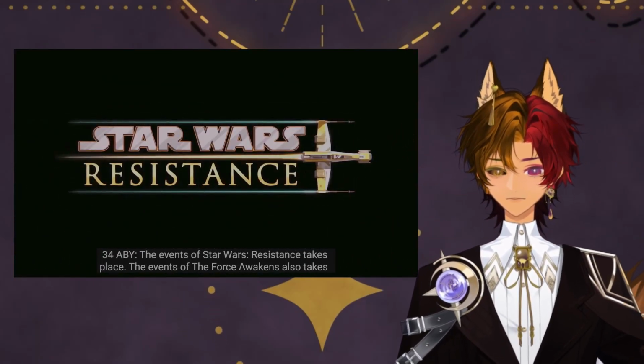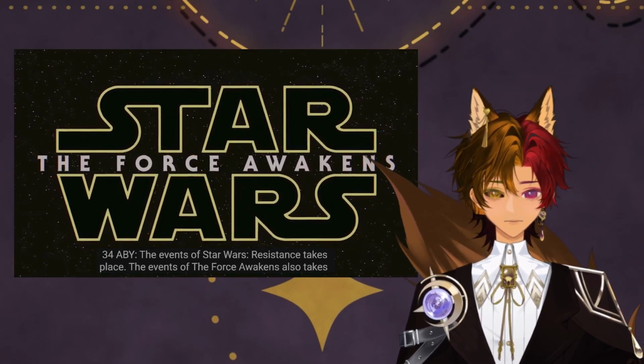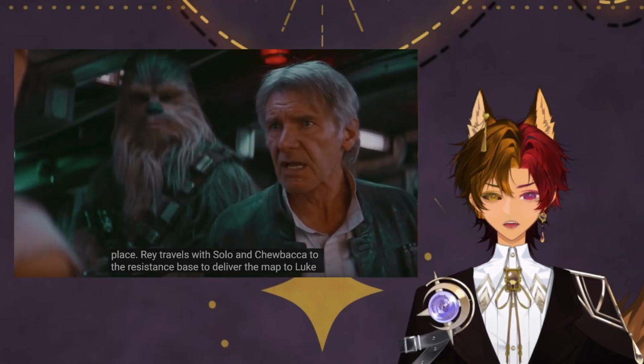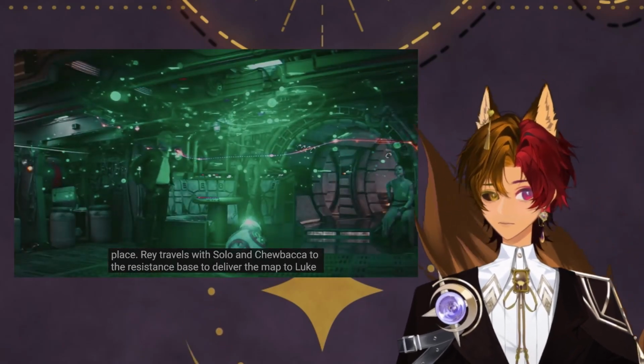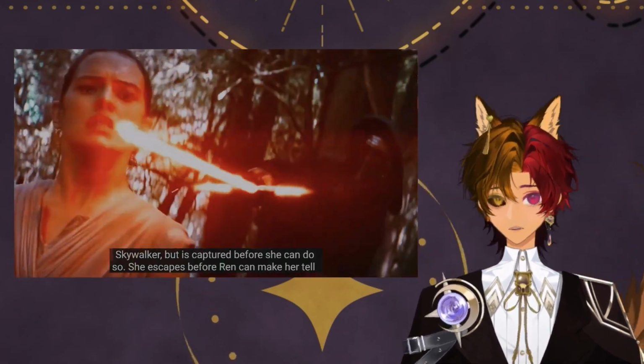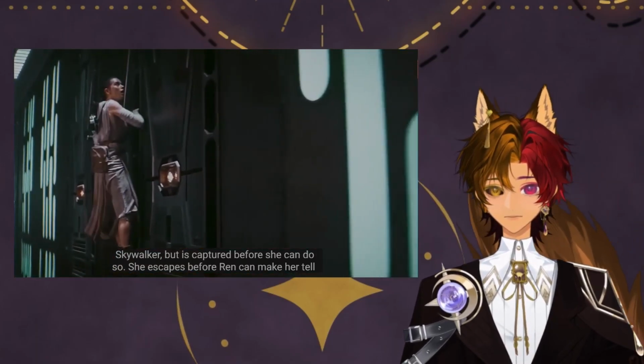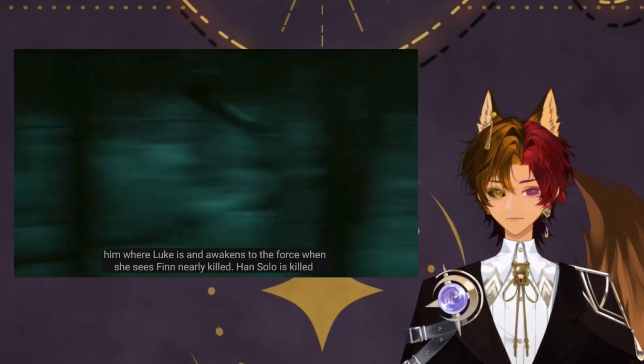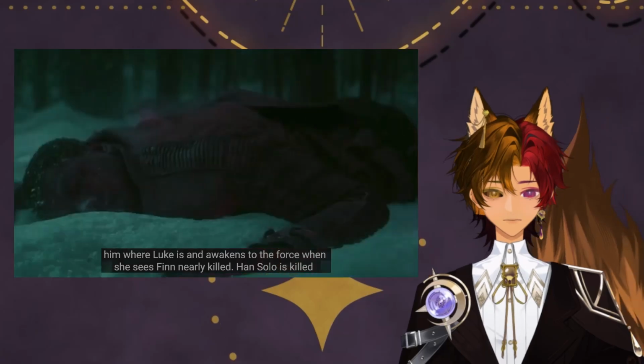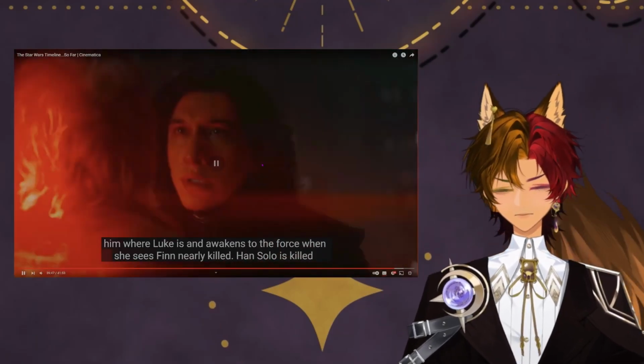The events of Star Wars Resistance and The Force Awakens take place. Rey travels with Solo and Chewbacca to the Resistance base to deliver the map to Luke Skywalker, but is captured before she can do so. She escapes before Ren can make her tell him where Luke is, and awakens to the Force when she sees Finn nearly killed. Han Solo is killed by Ren.